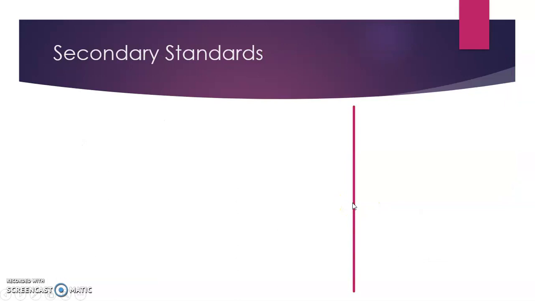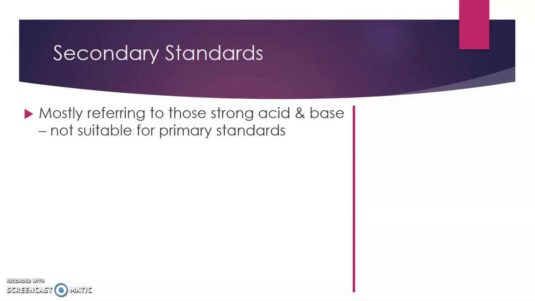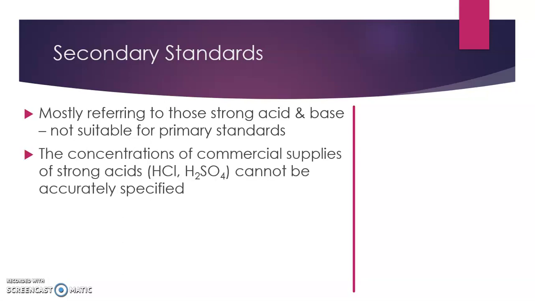And secondary standards. Secondary standards exist because people ask, why don't we use strong acid and base as primary standards? Because normally strong acid and base actually produce a sharp titration curve, which is easier for us to determine the endpoint. However, the concentrations of those commercially supplied strong acids cannot be accurately specified. They normally come in a solution, and the concentration is approximate.